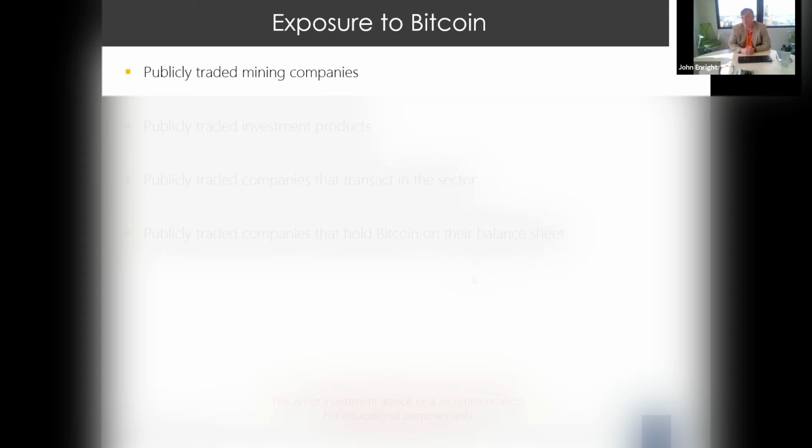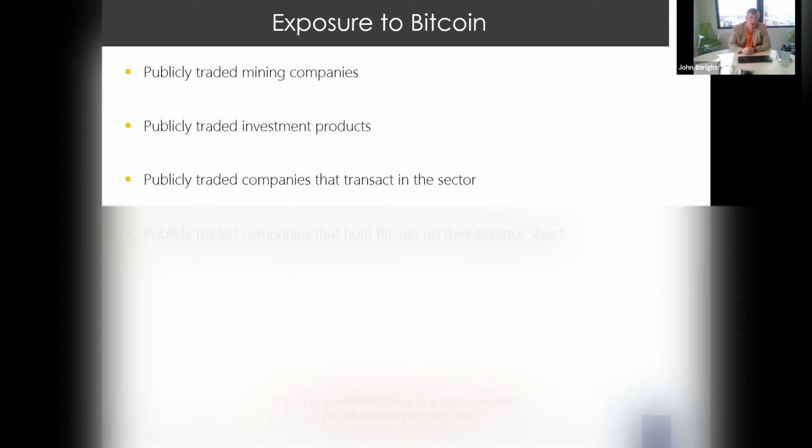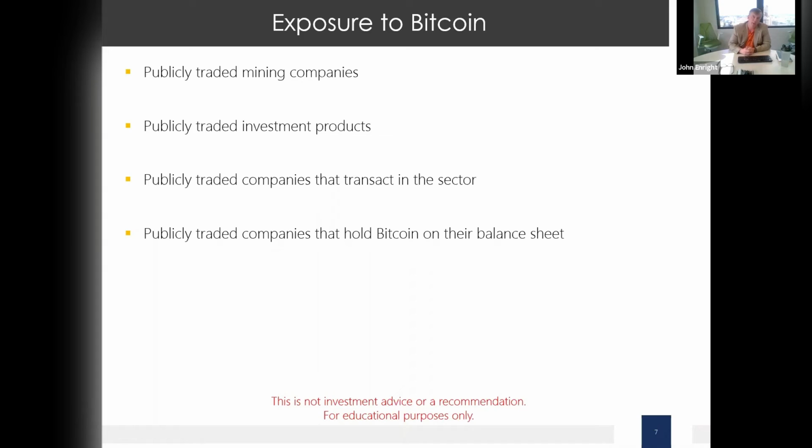Finally, how can you get exposure to Bitcoin? There are publicly traded mining companies, so companies that trade on the stock exchange whose primary focus is mining actual Bitcoin. Publicly traded investment products such as Bitcoin trusts, publicly traded companies that transact in the sector, like Tesla, who will allow a transaction to occur, and then publicly traded companies that actually hold Bitcoin on their balance sheet. MicroStrategy, Overstock, those are companies who actually are holding Bitcoin on their balance sheet, which makes their value go up as Bitcoin goes up or down as Bitcoin goes down.